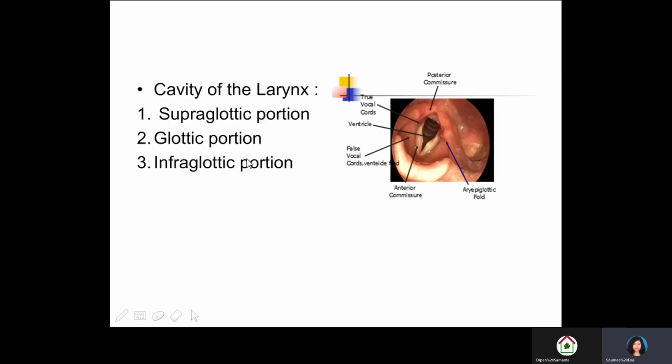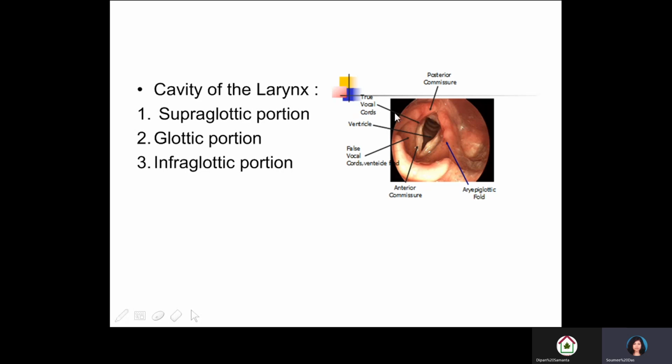Next, this picture is the cavity of the larynx. This is divided into supraglottic, glottic, and infraglottic or subglottic areas. This is the anterior commissure of the larynx, and this is the posterior commissure. This one is anterior, this one is posterior. Here there is the thoracic cavity, and this is the part which is facing the vertebrae. And this is a transverse section of the larynx.